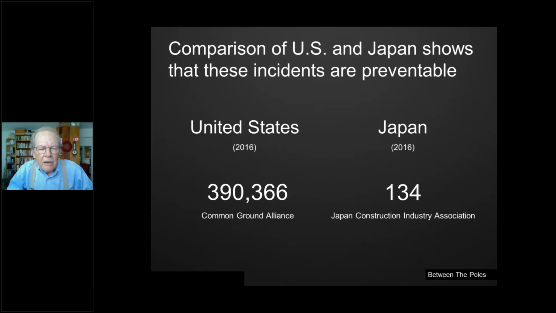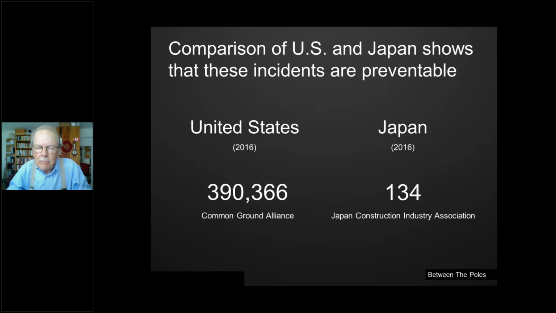It's instructive to compare the number of incidents in the United States every year with those in Japan. As I said, the low estimate is on the order of 400,000 incidents in the United States. That's basically one every minute. The Common Ground Alliance's error bars say that it's somewhere between 400,000 and 800,000, so it's 1 or 2 per minute. And in Japan, in 2016, there were 134, and I'm not leaving off any zeros. This is like 5 orders of magnitude difference between what happened in Japan and what's happened in the United States.